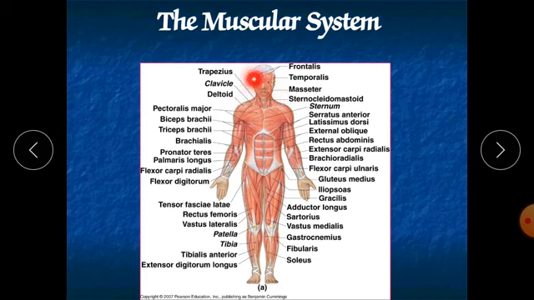So all over the body, if you see, various muscles are there. For example, the frontalis muscle, the masseter muscle, deltoid muscle, bicep, tricep muscles, brachialis muscles. Like this, in all parts, muscles are available. Without muscle, we cannot move, we cannot walk, we cannot run.